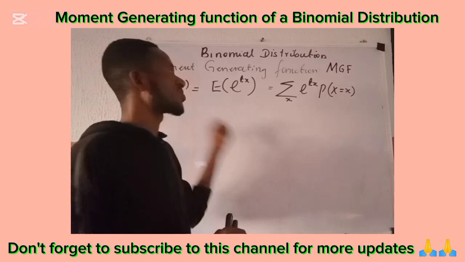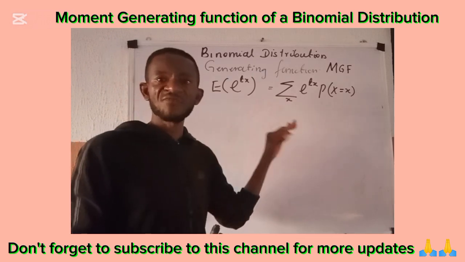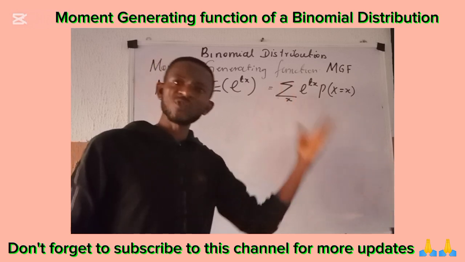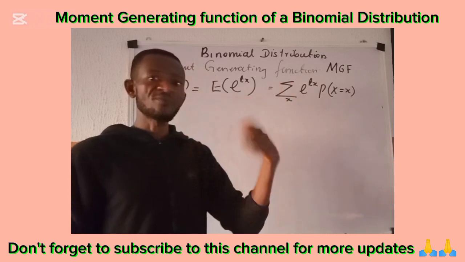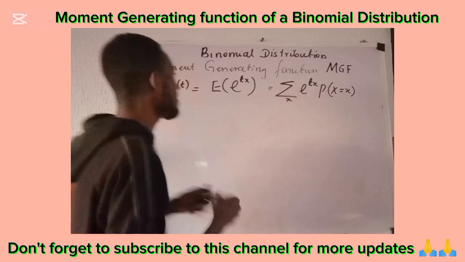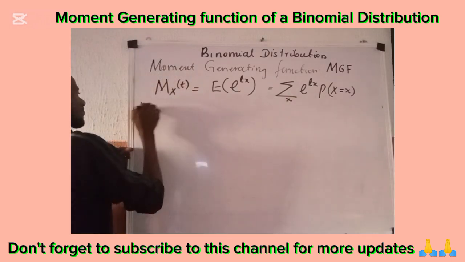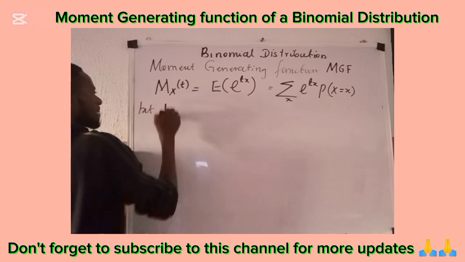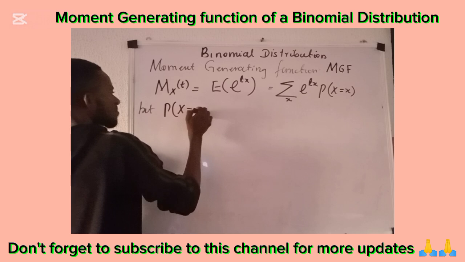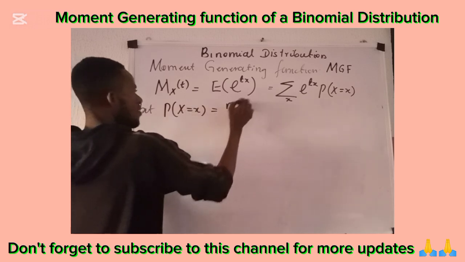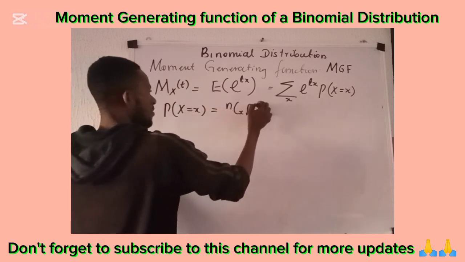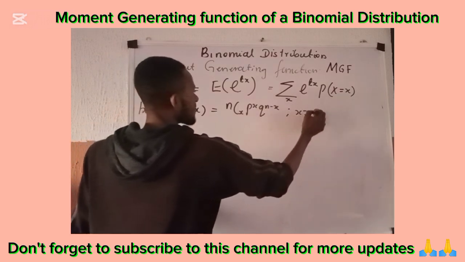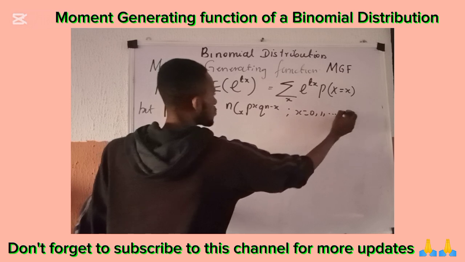So it is we that is going to make it the moment generating function of either Bernoulli distribution, binomial distribution, Poisson distribution, geometric, down the line. For binomial distribution, we know that P of capital X being small x is given as n combination x, p to the x, q to the n minus x, such that x takes a value 0, 1 down to n.